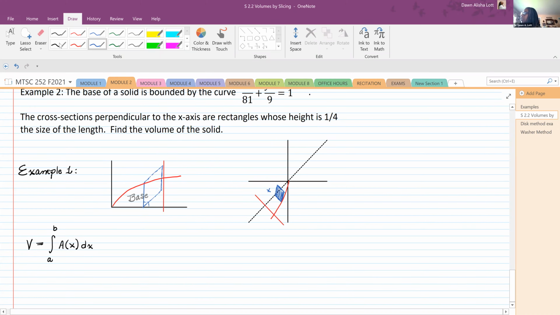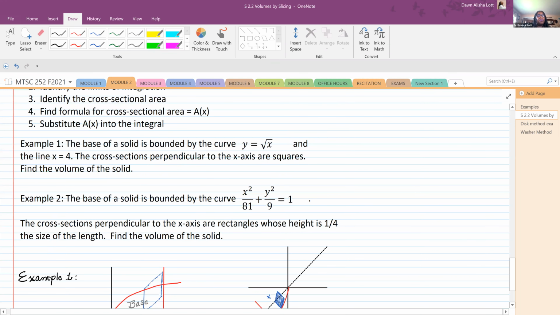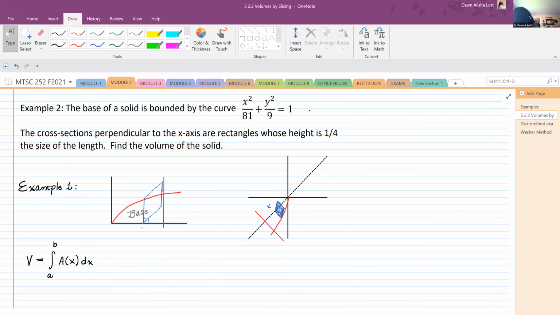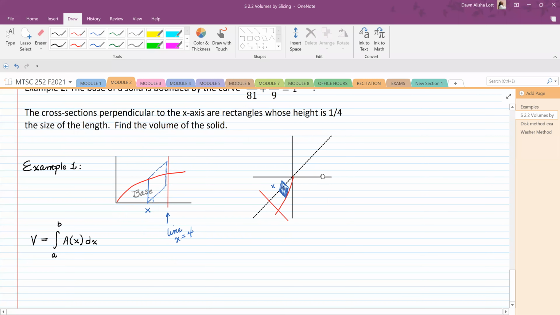So what I need to now find is my limits of integration. So I drew my picture. What are my limits of integration? For any value of x, where does x start? Go ahead. Well, based on what I'm seeing, it looks like x starts at 2.